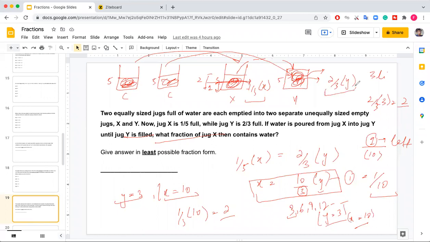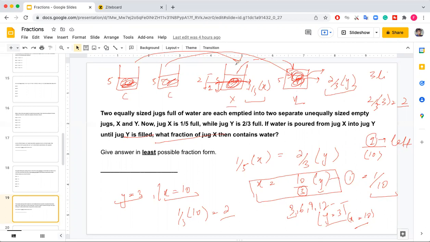Now we are already given the filled capacities. You can find the current filled capacity of tank X and tank Y. And we have X as 10, so 1 by 5 of 10 is actually 2. And we have Y as 3, so 2 by 3 of Y is also 2. As we already know, the amounts of water poured into X and Y are equal. So we can also find this from this. This is 2, this is 2.